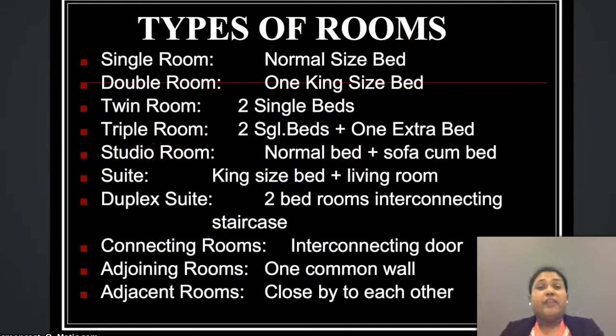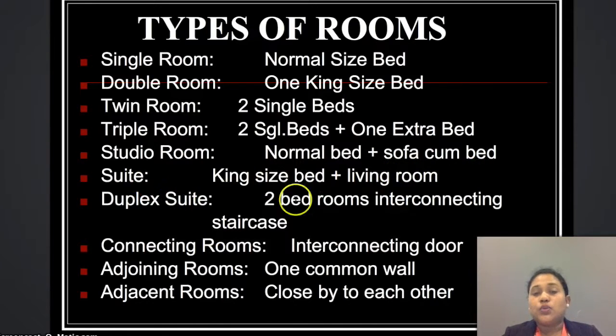Studio rooms are very common nowadays. It has a normal bed plus a sofa cum bed. This sofa cum bed serves a dual purpose. In the morning it is a sofa, and at night it can be pulled out into a bed. Suite rooms, which are very common nowadays, are a room with a king size bed and a normal living room.